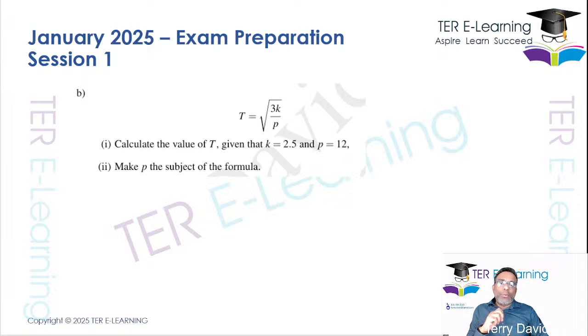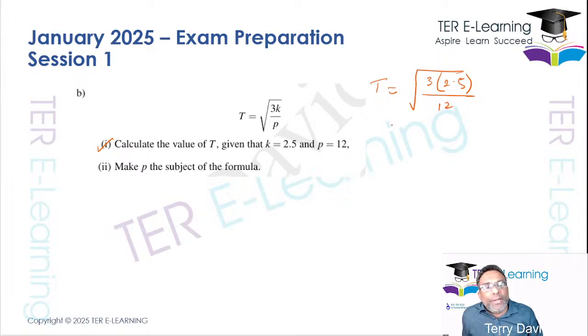Part B here, we have an equation. The first thing we want to do is calculate the value of t when p is equal to 12 and k is equal to 2.5. This part 1 is a straight substitution. All you're going to do is substitute your k and your p into the formula. So this is going to be 3 multiplied by k, and k in this case is 2.5, all over p, which is 12, and you're finding the square root of that. Now let me turn on the calculator here so you see how we work this out.